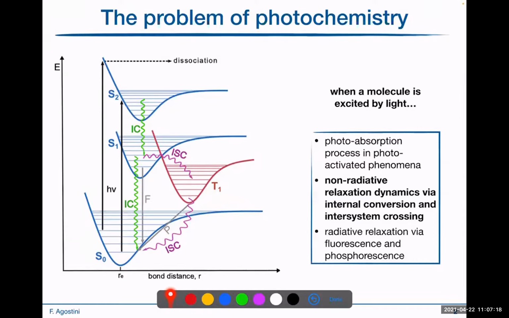Basically, what happens when a molecule is excited by light, for instance ultraviolet or visible light? Starting from the ground state, the molecule absorbs photons and is excited to an excited singlet state. Then the molecule can relax via non-radiative pathways, represented here by the wiggly lines. In green we have what we call internal conversions, which are non-radiative pathways involving states with the same spin multiplicity.